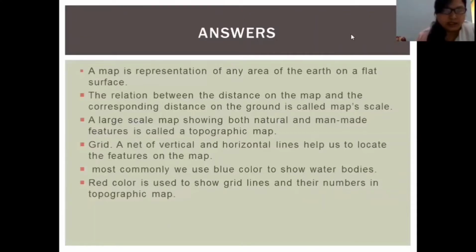Next question is, which color is used to show grid lines and their numbers on topographic map? So red color is used to show grid lines and their numbers in topographic map. So we use red color to show the grid lines and its number.